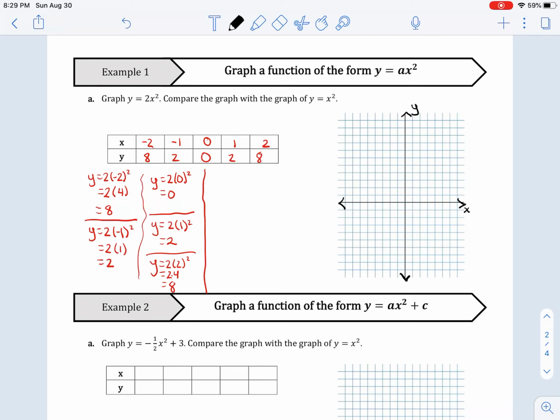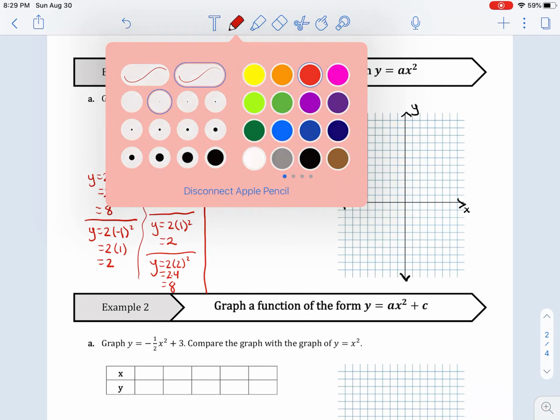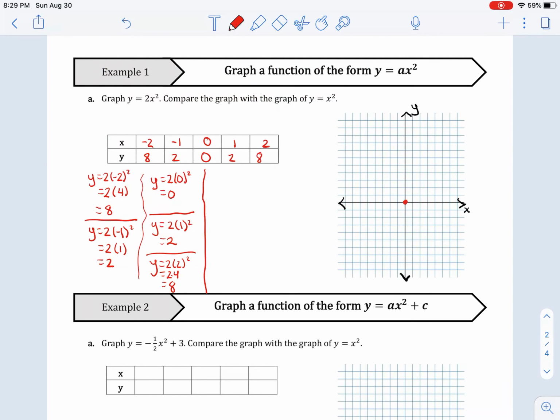So this is my x and y. When I graph these points, I like to start with 0, 0. Then we go over 1, up 2, to the left 1, up 2, to the right 2, and then up 8: 2, 4, 6, 8. And then same thing over 2 to the left and up 8: 2, 4, 6, 8. Right, and then I'm going to connect these.